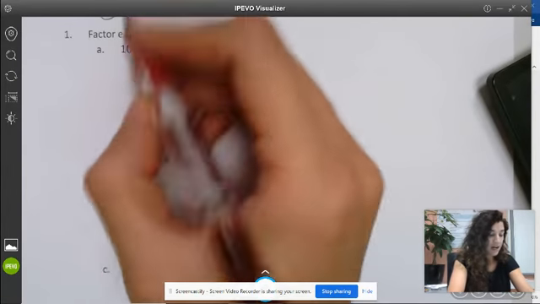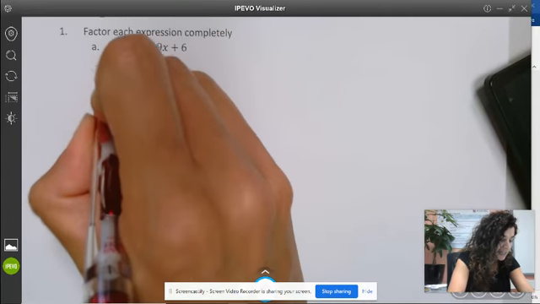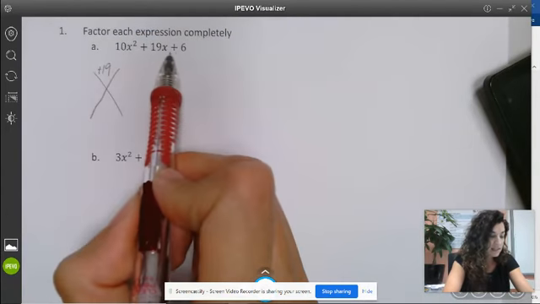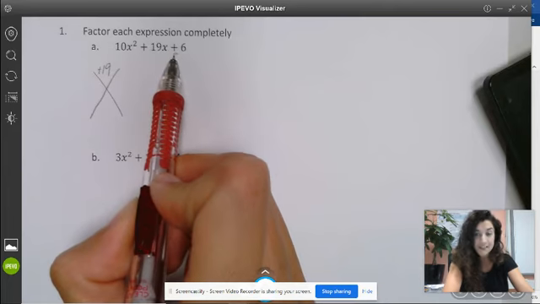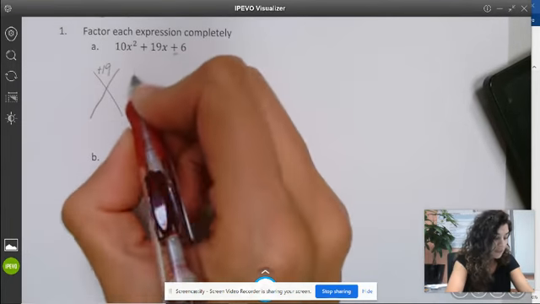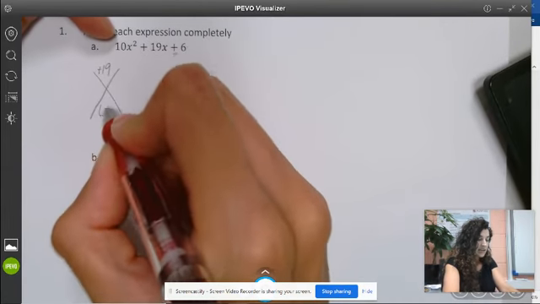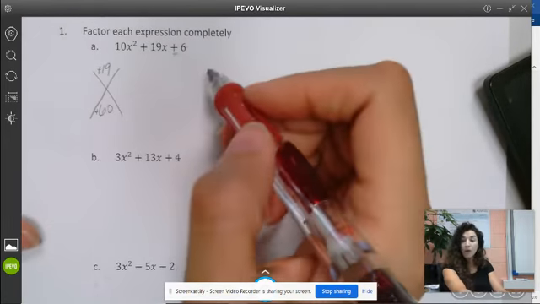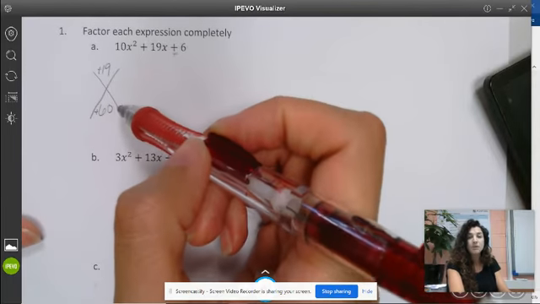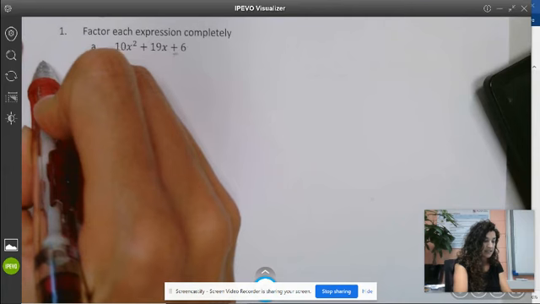We've got this going on, so I'm going to find two numbers that add to 19. I know it needs to add because this number right here is positive. If this number is positive, then the two numbers need to add to the middle term. Now, the two numbers that need to be multiplied are the 6 and the 10. So I want to find two numbers that multiply to 60 and add to 19.